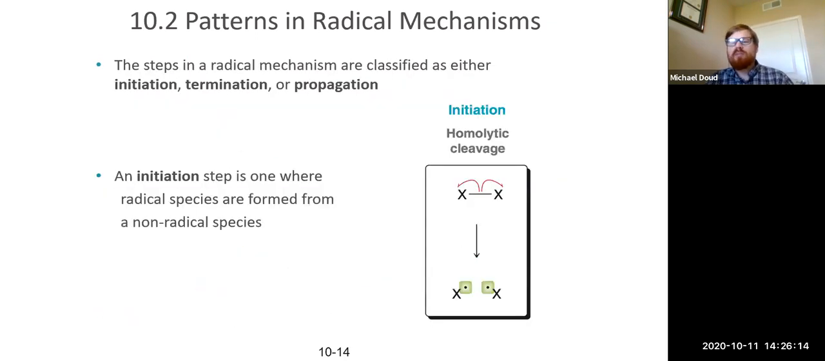Okay, so next up, in a radical mechanism, we're going to have three different phases. You've got the initiation phase, the termination phase, and the propagation phase. This is all about how you generate a radical, and then once you have a radical, does it keep making more radicals or does it end? So initiation is where you take a non-radical species like a halogen, this could be chlorine or bromine, for example, and you split them up and you make two radicals. So now we have our radicals, we can do our radical chemistry.